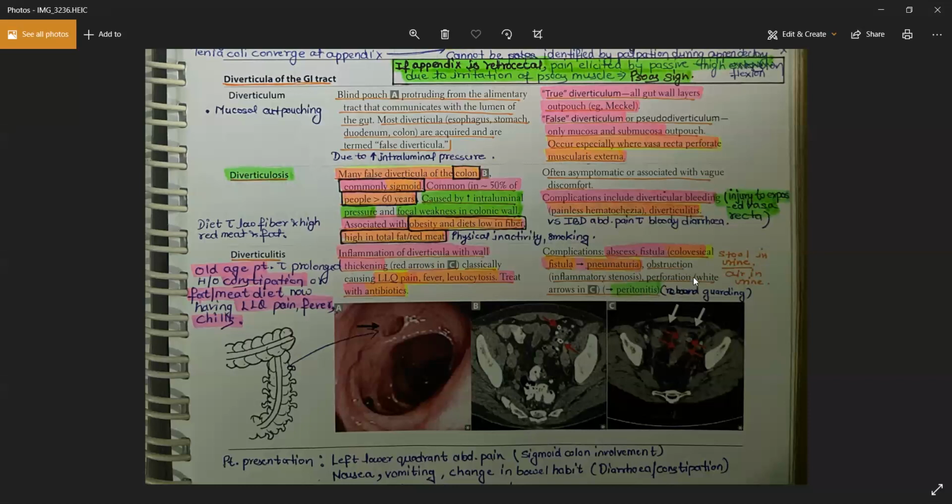Okay, perforation can happen, right? And when the perforation happens, that can lead to peritonitis. And when peritonitis happens, the patient will present with guarding and rebound tenderness, right? So initially the patient will just have pain in the right lower quadrant. Okay, if the peritoneum is involved, then the patient can also have guarding and rebound tenderness. So you will always have to palpate the patient's abdomen to make sure that the patient is not having peritonitis in case of diverticulitis.